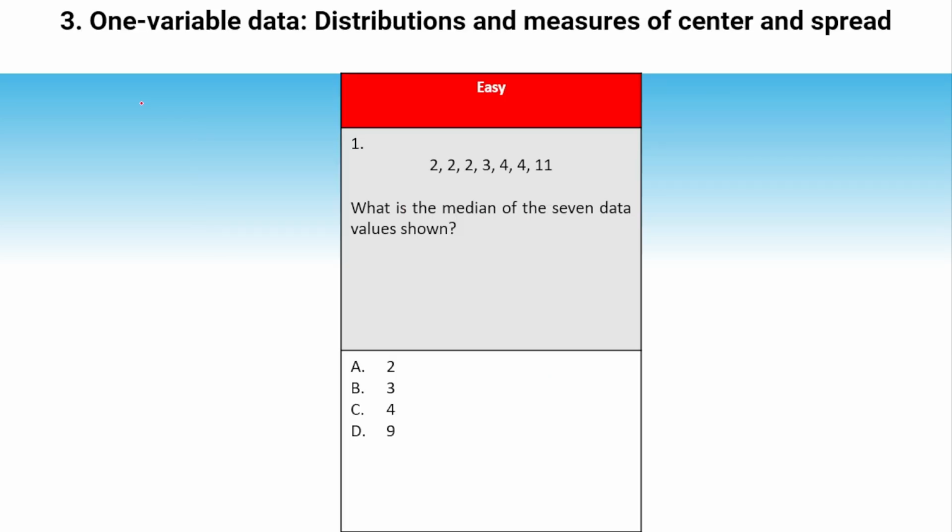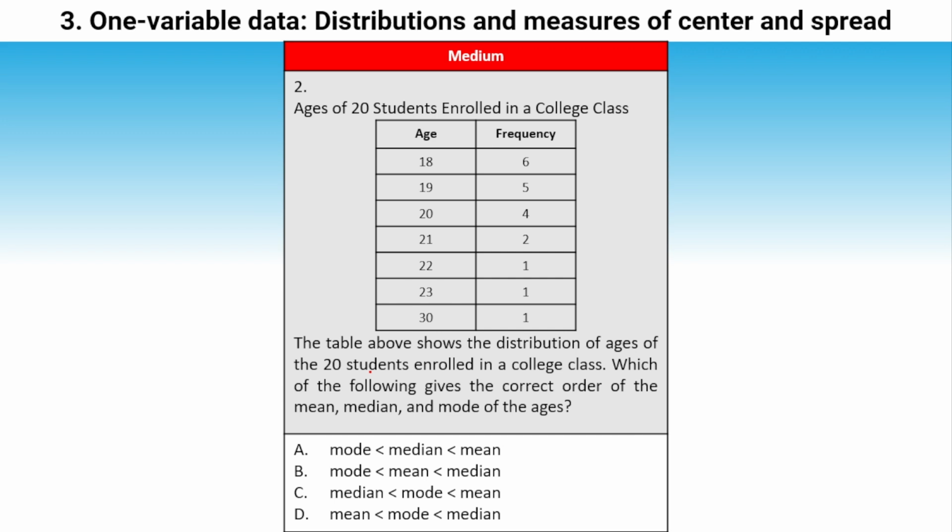So let's see one-variable data, distribution and measures of center and spread. Basically this is like mean, median, mode type of question, statistics. So let's see an easy one. What is the median of the 7 data values shown? To find the median, one of the easy ways is that if it is arranged in increasing order, just cancel out like this: highest value, lowest value, highest value, lowest value, highest value, lowest value, and the remaining is your median.